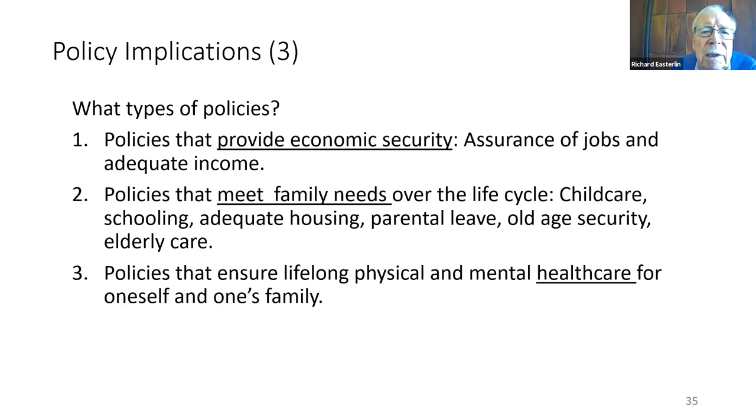And what are these policies? Basically, there are three types. One is policies that provide economic security, assurance about jobs and adequate income. Secondly, policies that meet family needs over the life cycle: childcare, schooling, adequate housing, parental leave, elderly care. And third, policies that ensure lifelong physical and mental health care for oneself and one's family.